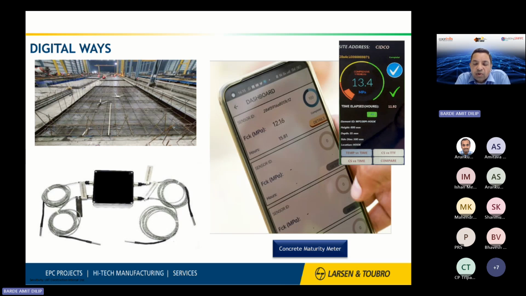Right. So precast is all about speed and efficiency. The quicker I take my panel out of the mold, the quicker I can do the next panel. That's how that efficiency cycle time works. So these maturity meter sensors are there, which will give me the strength indication in real time. You have your phone, I'm showing that on the right hand side.